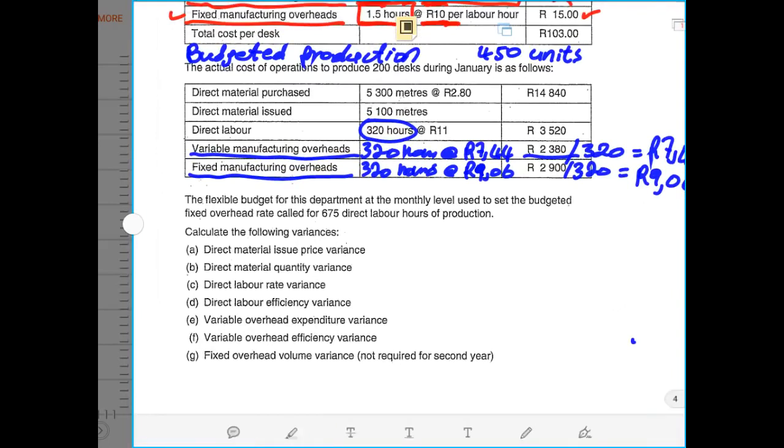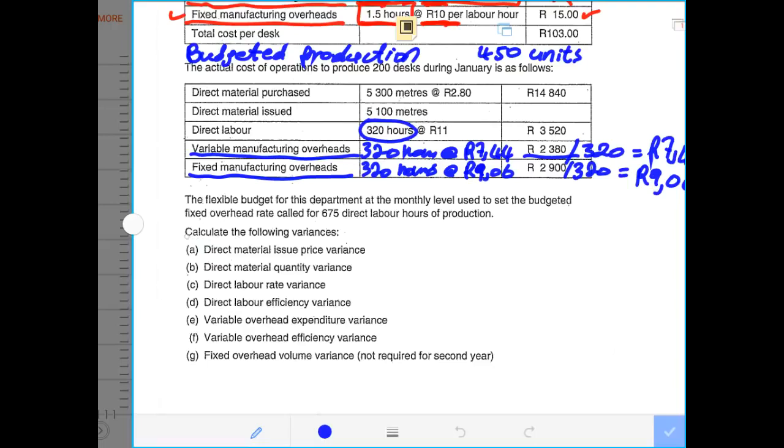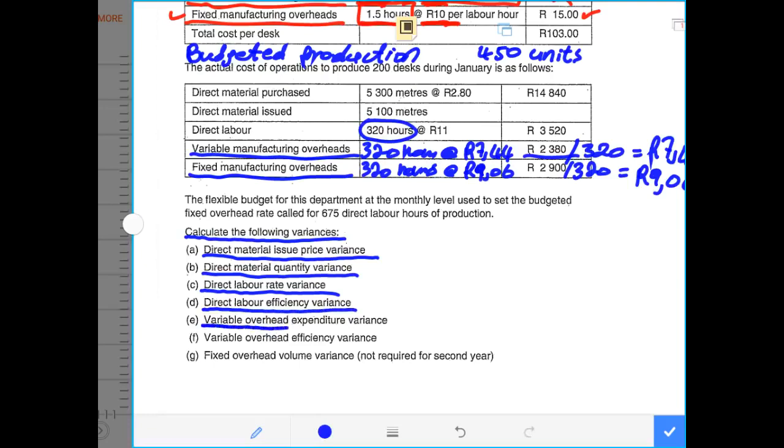Then the next part is to go to what is required, or to the requirements. They say calculate the following variances: direct material issue price variance, and direct material quantity variance. Then after, direct labor rate variance and direct labor efficiency variance. Then we do variable overhead expenditure or spending variance. Then we do variable overhead efficiency variance. Then after, the fixed overhead volume variance.